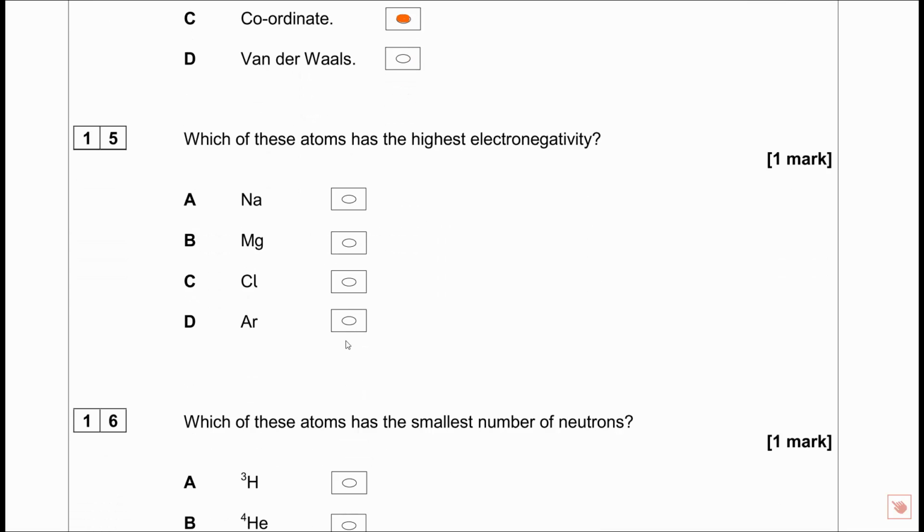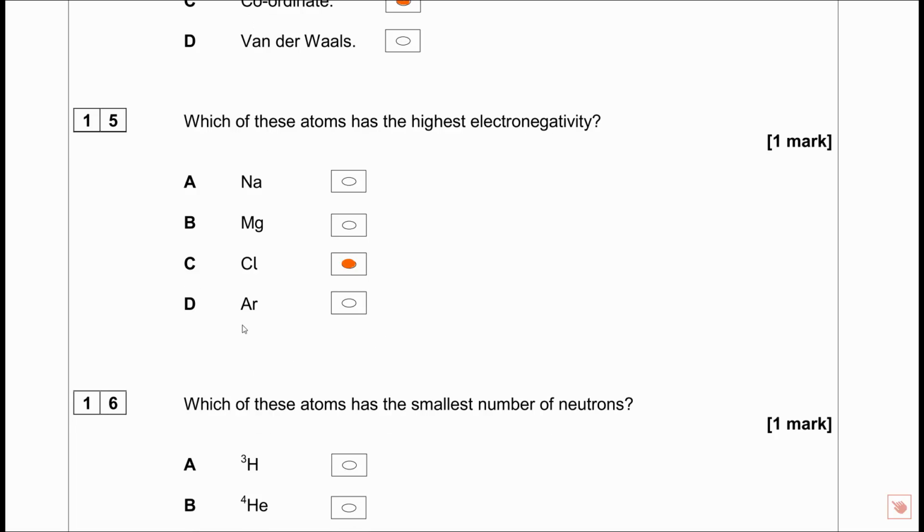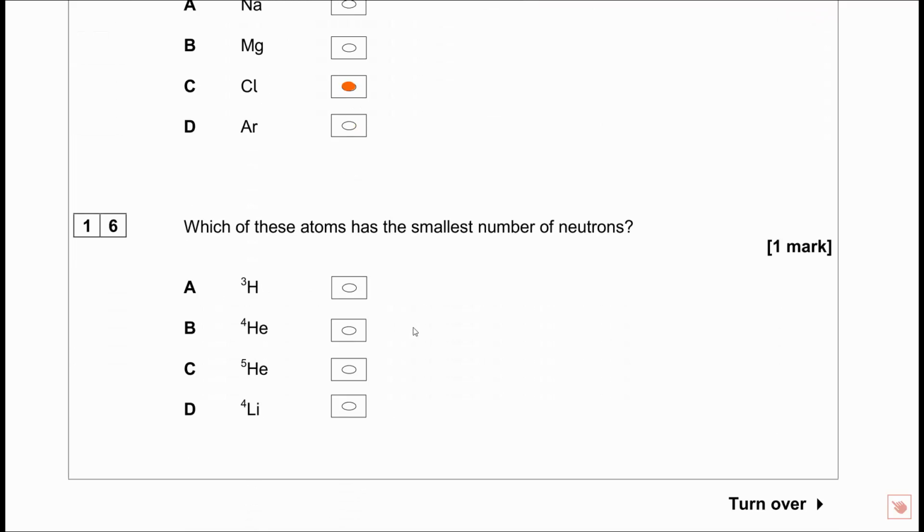Which of these has the highest electronegativity? We're looking for the atoms that are smallest, but with the highest number of protons, really. So far right hand side of the periodic table, and we're going to get chlorine there. Chlorine's going to be the one that we're going for. Small enough, plenty of electrons. It's not going to be argon, remember, because argon doesn't actually react, so it can't have any electronegativity.